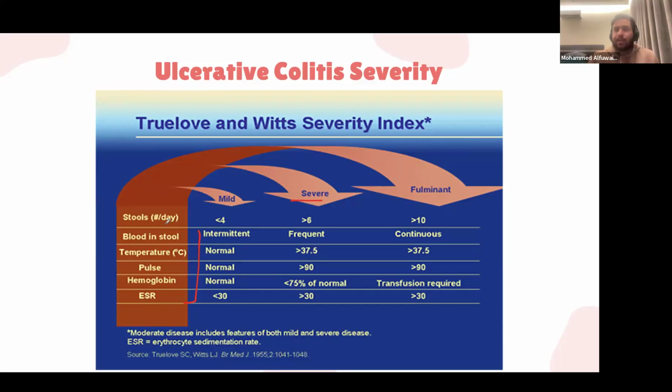Which are stool number per day. If there's more, it's worse. Blood in stool. If it's always bloody diarrhea, it's worse. Temperature. If they're febrile, it's worse. Pulse. If it's high, it's worse. Hemoglobin. If it's very low, requiring transfusion, it's worse. And then the ESR, which is an inflammatory marker. If it's high, it's worse.